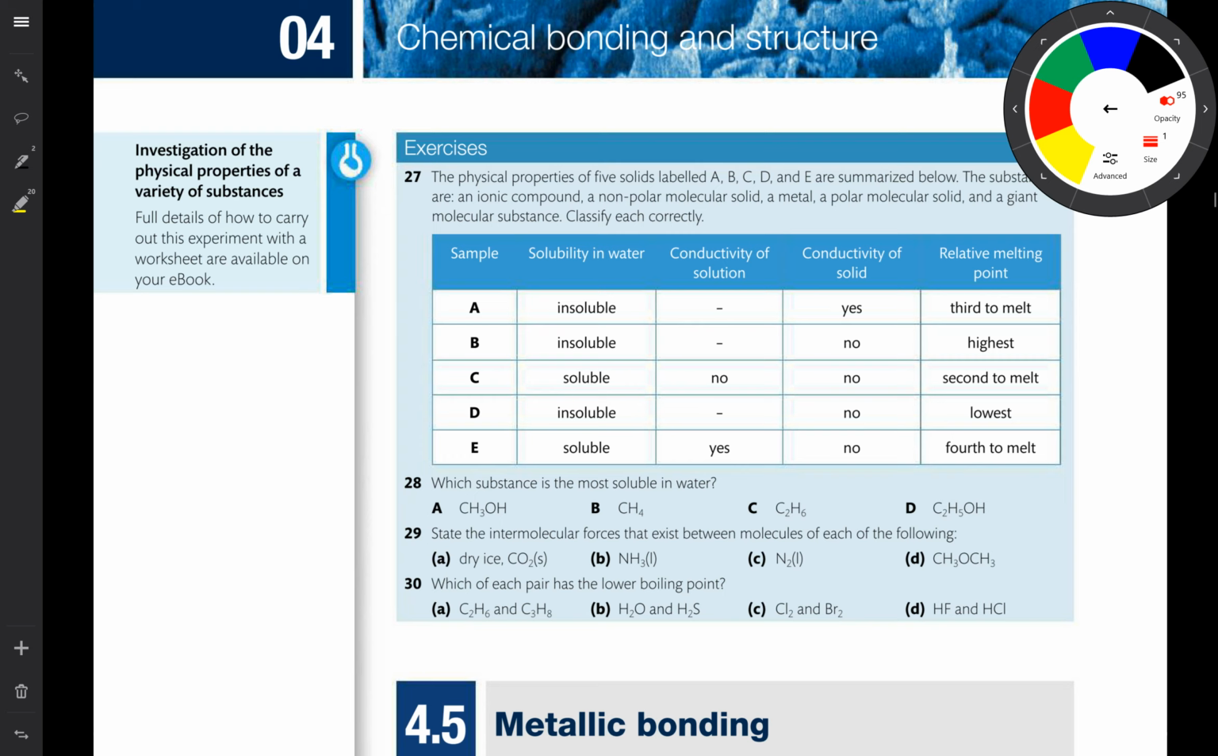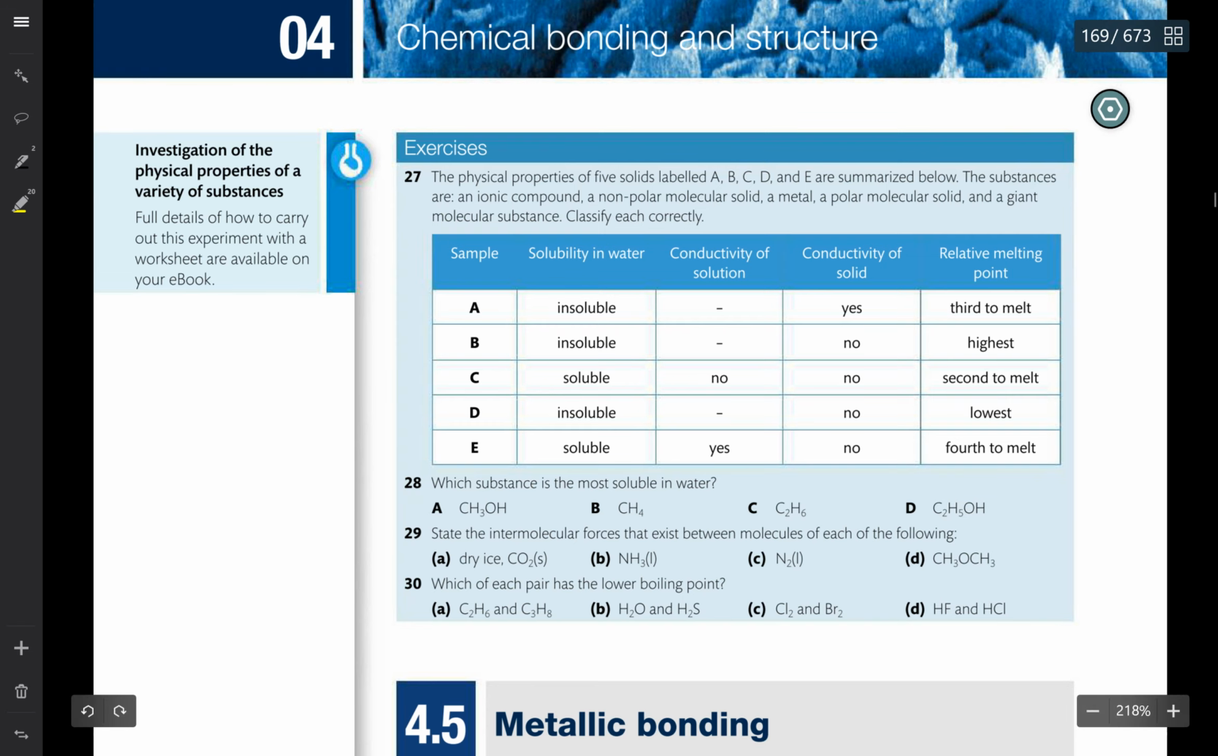Question number 27 says the physical properties of the five solids labeled A, B, C, D, and E are summarized below. The substances are an ionic compound, a non-polar molecular solid, a metal, a polar molecular solid, and a giant molecular substance. So you have five types of materials here. Based on the properties mentioned here, you must be able to identify each one of them.